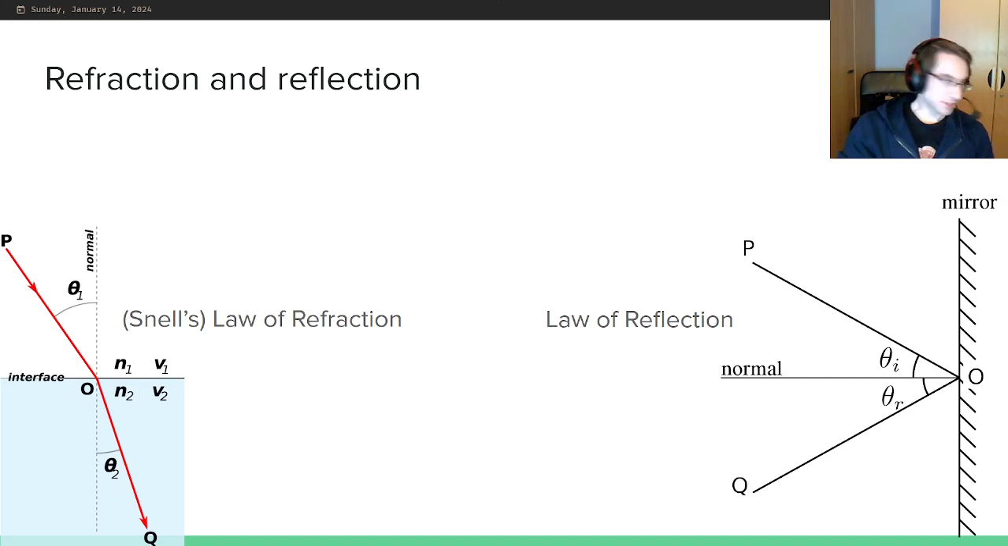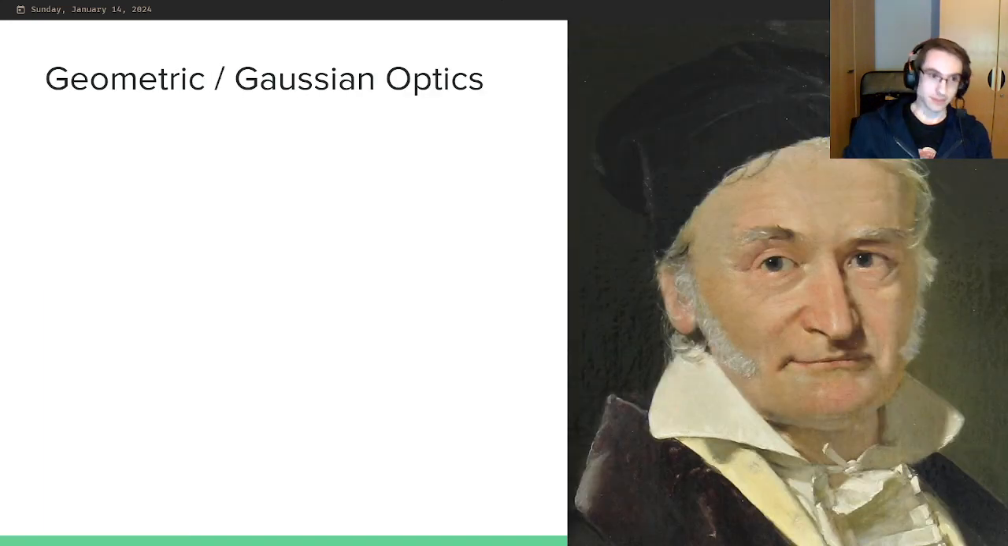And fortunately, we don't actually need to go into detail about the law of refraction and law of reflection to describe the optical properties of an optical element, a lens or a mirror. We can do that just from geometric or Gaussian optics, or sometimes also called first order optics. It is called first order optics because it is essentially a first order approximation, or a lowest order approximation, which is something that physicists love.